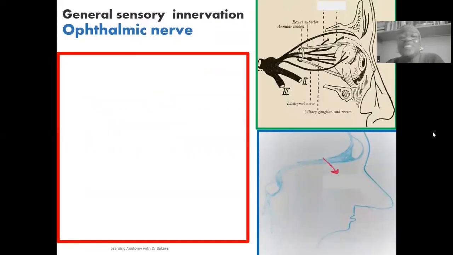So driving in on the general sensory innervation, we already talked about the trigeminal nerve, and we said that in the trigeminal nerve, we have the ophthalmic and the maxillary nerve giving off branches to supply the nasal cavity. So we'll first be looking into the ophthalmic nerve. We know that the ophthalmic nerve is the 1st branch of the trigeminal nerve.